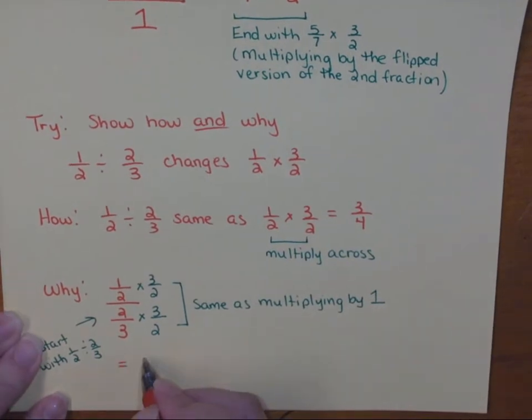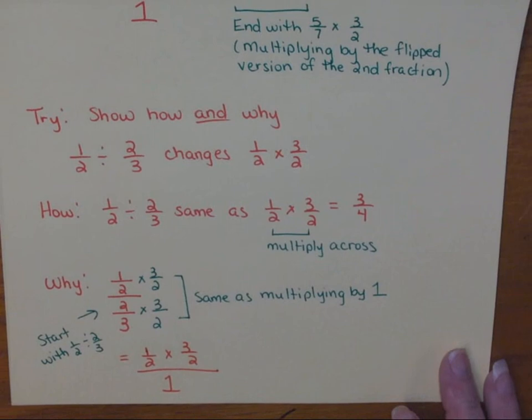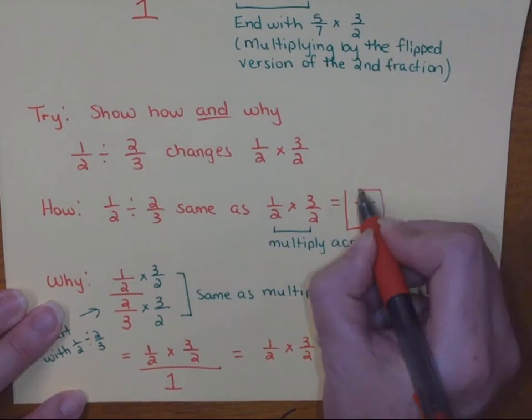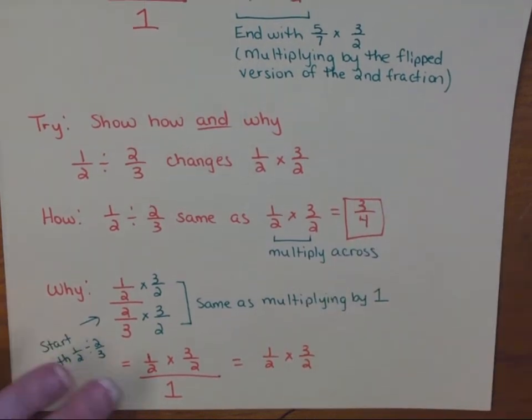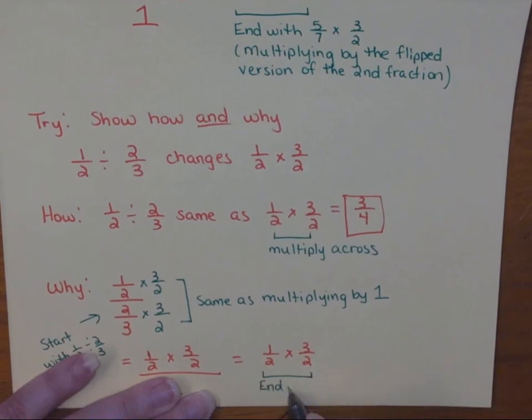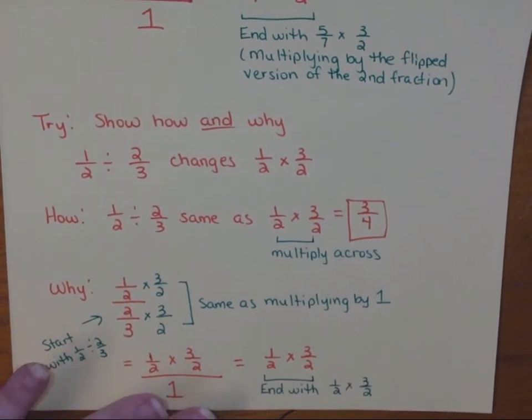And then we're going to get 1/2 times 3/2 over 1, right? Because 6 over 6 is just 1. So notice we're ending with 1/2 times 3/2. And again, we already showed the answer up here, so it wouldn't be wrong if you showed the answer again. I just don't think it's necessary. So notice we ended with the 1/2 times 3/2. The why step is more about why you are allowed to change the division to the multiplication, honestly, than it is really about what the answer is.